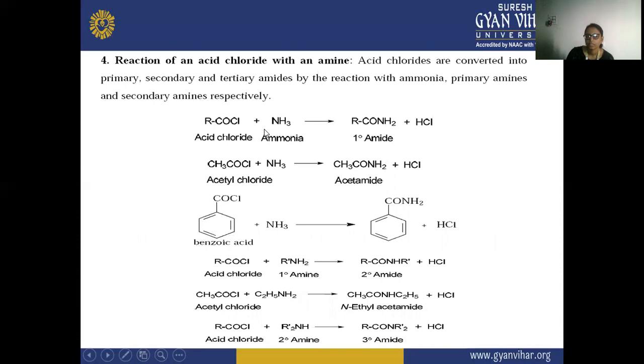And in the next reaction, that is the last in this, we can form a reaction of an acid chloride with an amine. This acid chloride is reacted with ammonia, and there is a formation of the primary amide. When acid chloride is reacting with the primary amine, there is a formation of the secondary amide, and when acetyl chloride is reacting with the secondary amine, there is a formation of the tertiary amide.